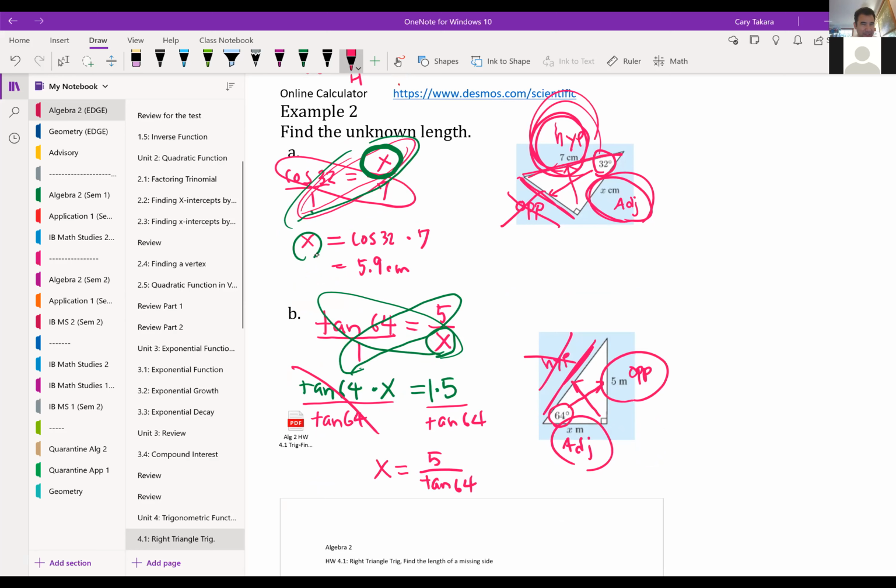Does that make sense, guys? So let's do 5 divided by tangent of 64. I get 2.4 meters.